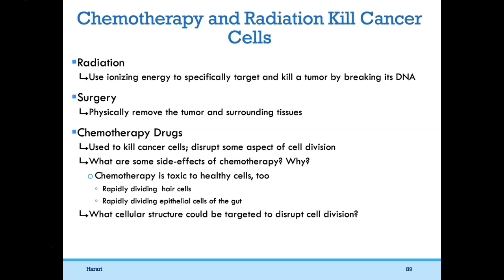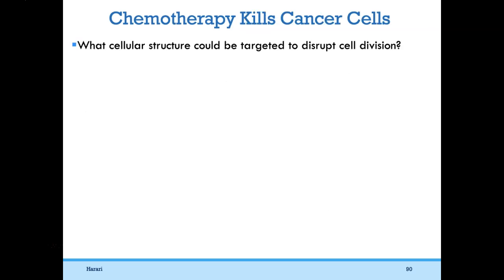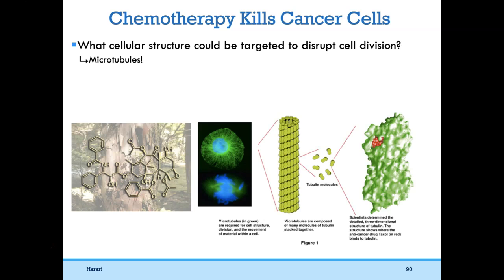So what cellular structure can be targeted to specifically disrupt cell division? Right? Like what part of the cell would I have to stop in order to prevent the cell from dividing? So think about that. So hopefully you thought of microtubules, right? Microtubules form the mitotic spindle that pulls chromosomes apart. If chromosomes can't be separated by the microtubules, then cells can't divide.